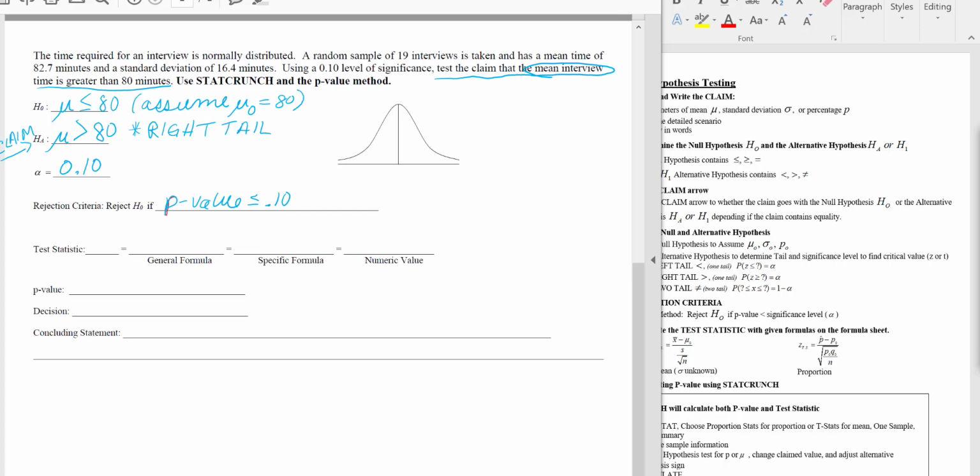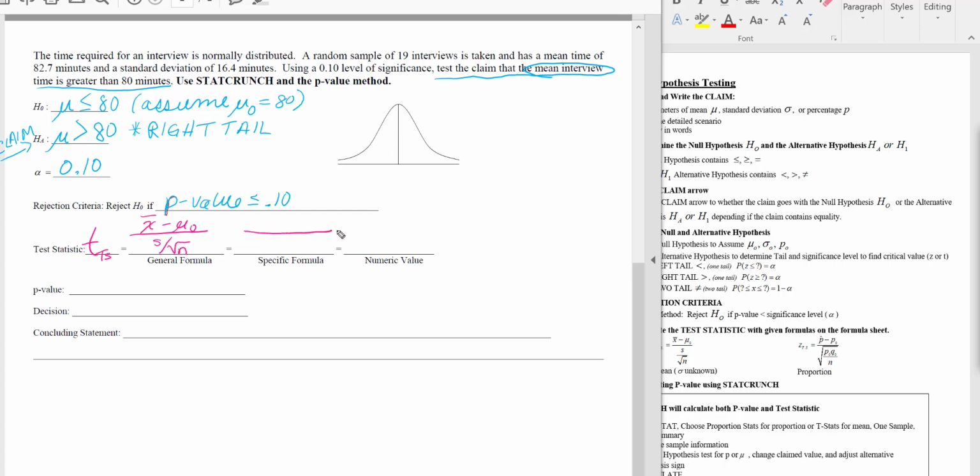Next, our test statistic. Our test statistic comes from calculating the t-test statistic, remember, a t-test statistic because we do not know the population standard deviation. So we're going to take the sample mean minus the claimed population mean, divided by the standard deviation divided by the square root of n.